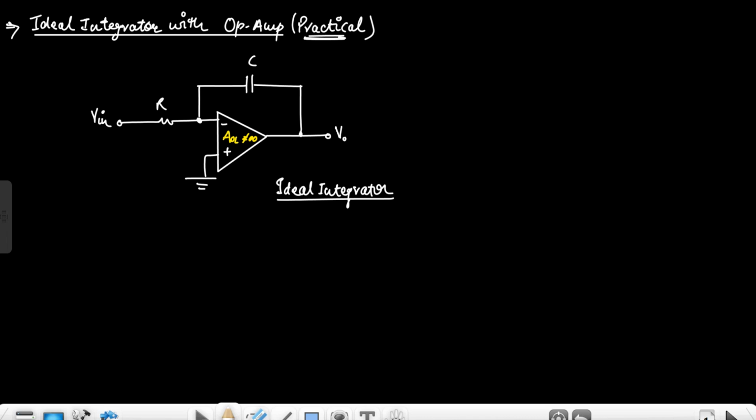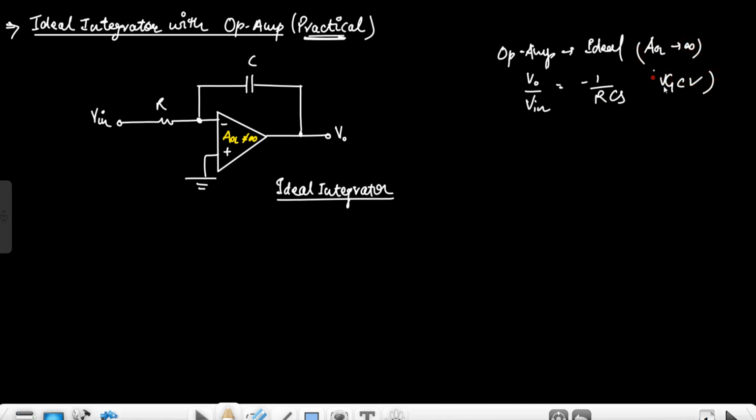So hello everyone. In this video, I'll discuss the ideal integrator circuit with a practical op-amp. I have already discussed the ideal integrator circuit, but at that time the op-amp was considered ideal. When the op-amp was ideal, we got the transfer function V0 upon Vin as minus 1 upon RCS, right? Here the AOL was infinite, so the virtual ground concept was valid, but now this is the practical op-amp with a finite open loop gain.